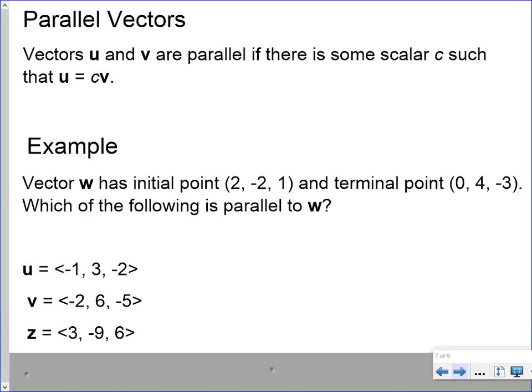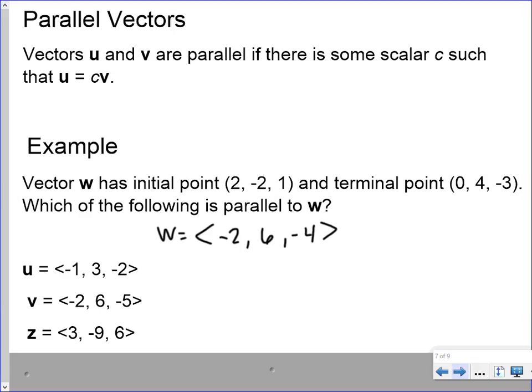So the first thing you can do, whenever you're given an initial point and terminal point, is get component form. So let's find W. W would be 0 minus 2, so -2, 4 minus negative 2, so positive 6, and negative 3 minus 1 is negative 4. Okay, so now I have a component form for W. And Jacob, can you describe to us, now that we have this component form, what do you want us to do with W?